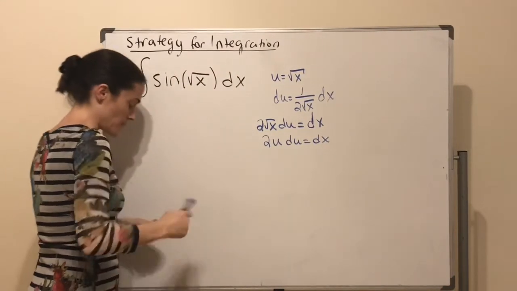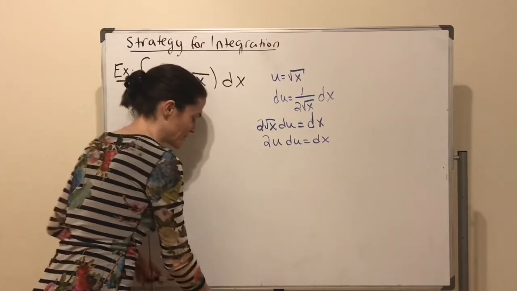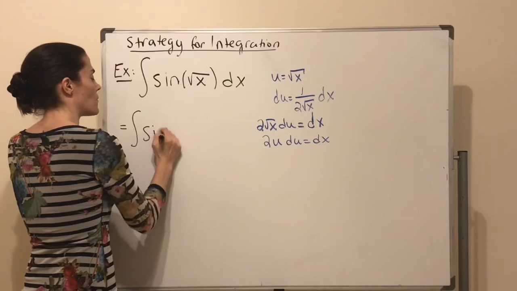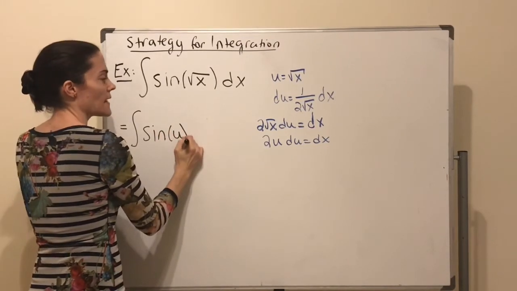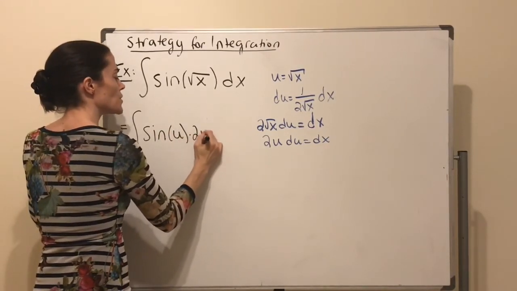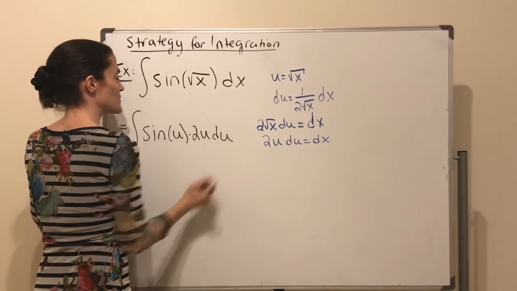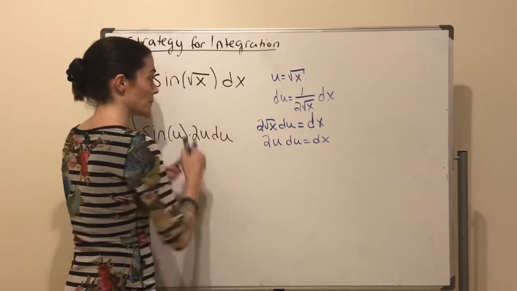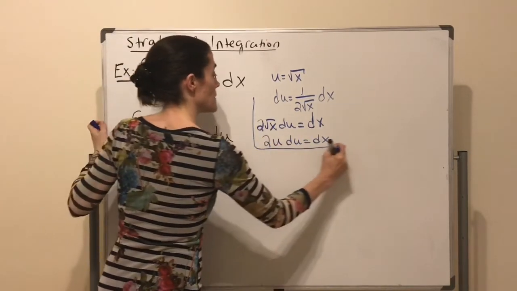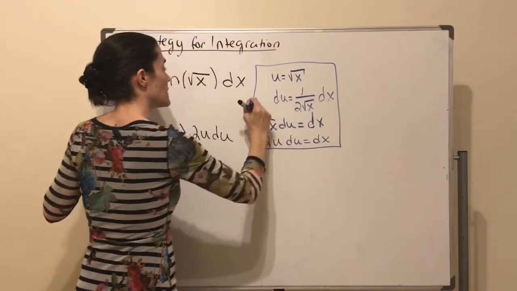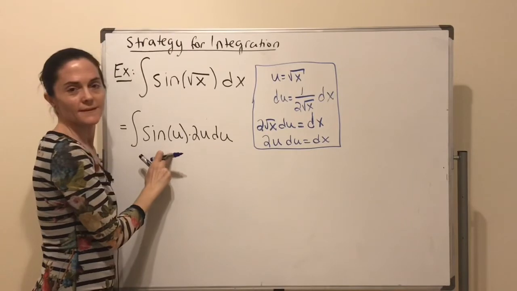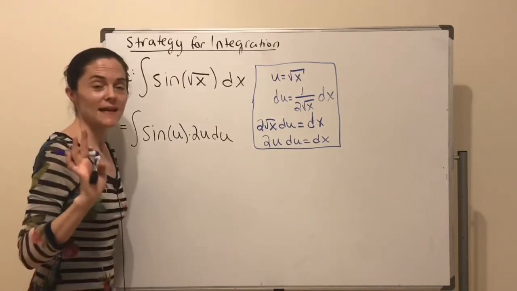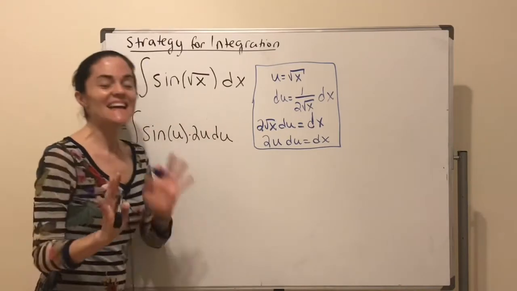I have sine of u times 2u du. Maybe I should put a box around this work because I'm definitely not done here. Now, stare at this for a few minutes, and what does it tell you? It tells you LIATE, integration by parts.